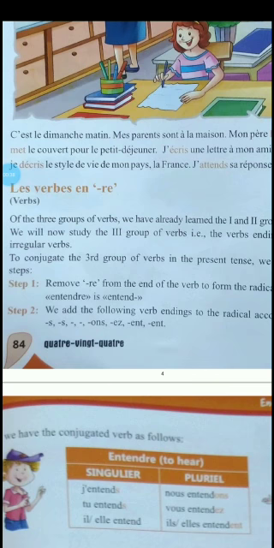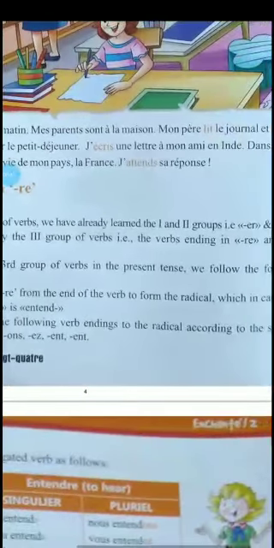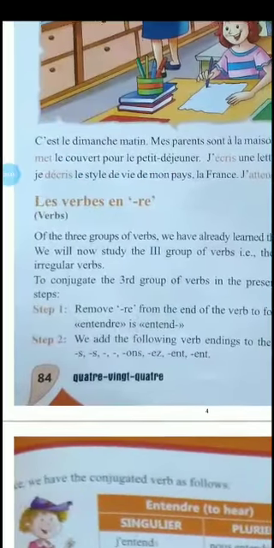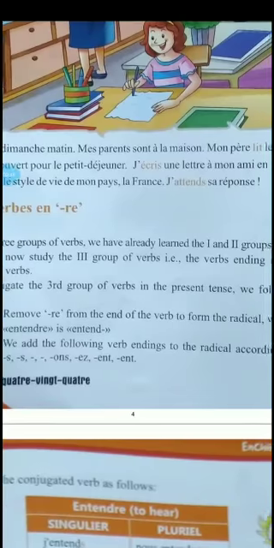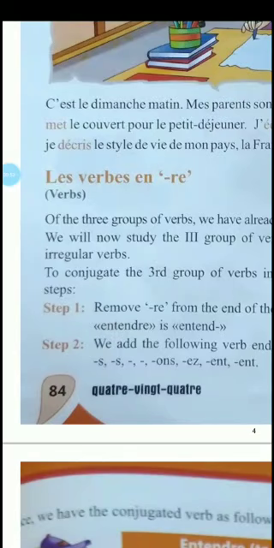Of the three groups of verbs, we have already learned the first and the second groups, that is the ER and the IR. We will now study the third group of verbs, the verbs ending in RE, and the other irregular verbs. What is the difference between regular and irregular? In regular verbs we have a pattern: you drop the last two letters, ER for ER verbs, IR for IR verbs, take the radical and add the endings. For ER: e, es, e, ons, ez, ent, ent.